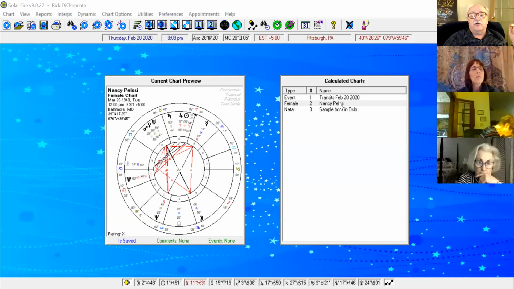Now let's get started. Here is Pelosi's chart. Well, you done disappeared on me. There you go.